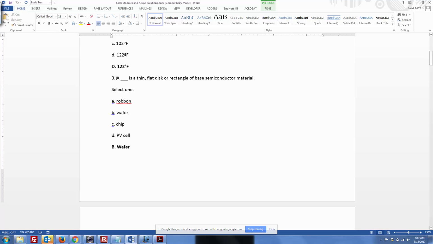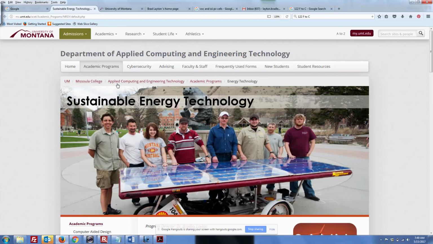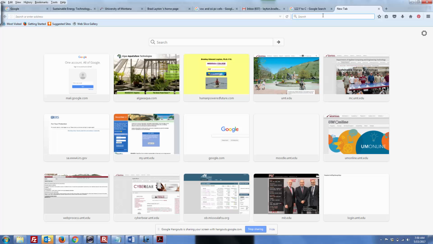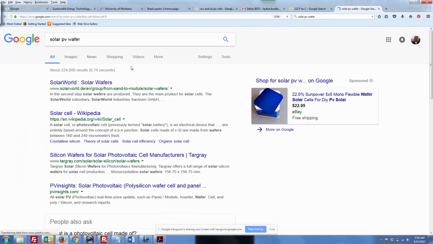Okay, so the next question is, a blank is a thin flat disk of material. So in this case, it's just called the wafer, and we can go and look at this. Actually, I love showing this picture. These are my other students. Each one of these little cells that you can see, they soldered together. So many dozen of these, they built each one of these by hand. And so they were soldering wafers. Solar PV wafer.